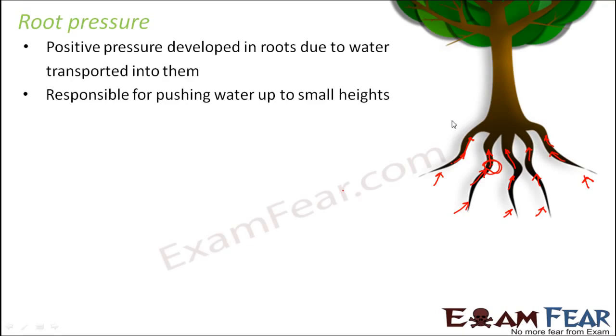But this root pressure is able to control the movement only up to smaller heights and not to very big heights. That is why we have another concept of transpiration pull. That contributes mostly to the upward movement of water. Root pressure contributes just a little bit towards upward movement of water. It just adds up with transpiration pull to enable water to move upwards.